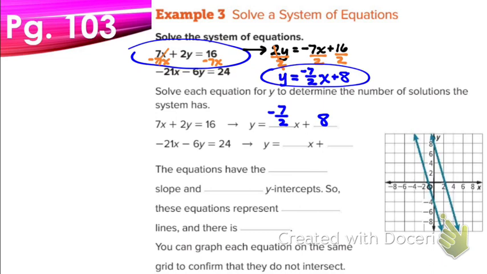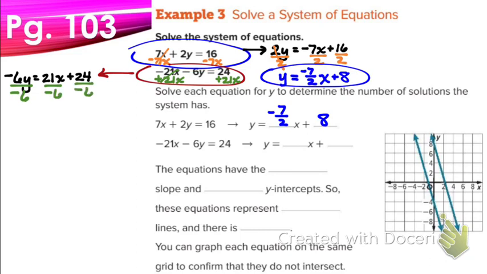Let's do the same thing to the bottom equation. Where would I want to start this one at? We're going to add 21x to both sides. And so I would have negative 6y equals 21x plus 24. Where from here? Divide everybody by negative 6. So I have y is equal to, this is going to be a negative. Yes.